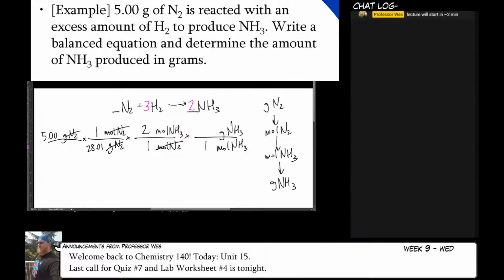NH3, 17.03. Oops, I didn't cross this out. That's okay. And then we punch it on the calculator. 5 times 2 times 17 divided by 28.01. And I get 6.07 grams of ammonia.